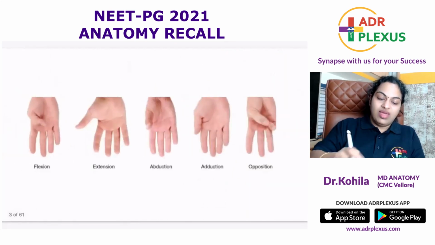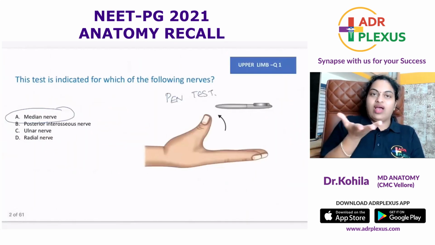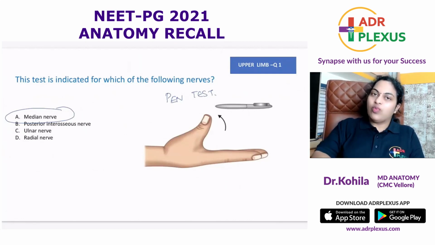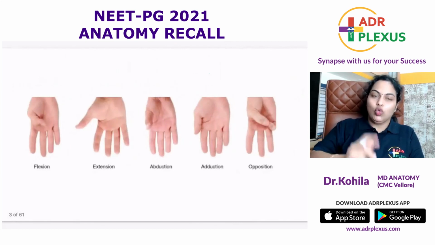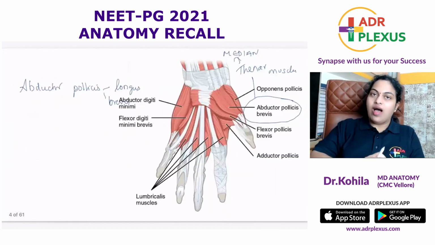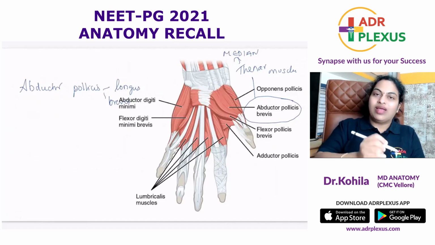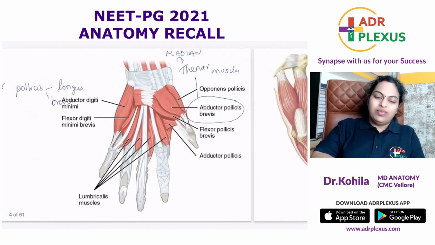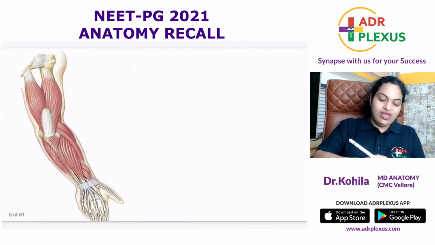So in this image, with the position, you can identify which action of the thumb is tested? Abduction. And what are the muscles responsible for abduction of the thumb? Two: abductor pollicis longus, abductor pollicis brevis. Abductor pollicis brevis is a thenar muscle supplied by the median nerve. What about abductor pollicis longus? You get to see it in the extensor compartment of the forearm.